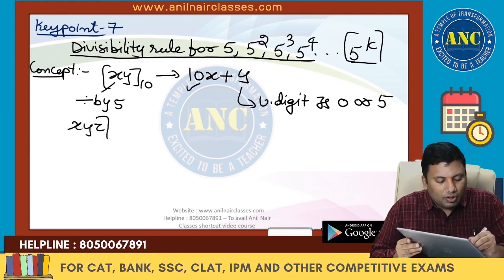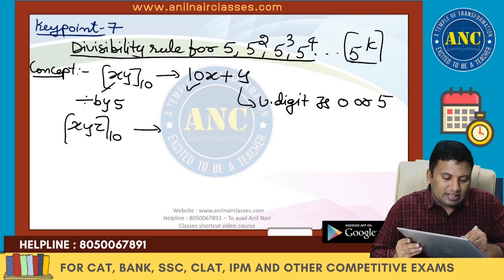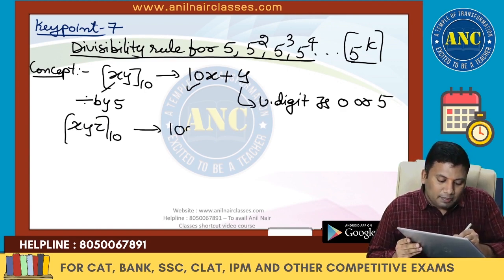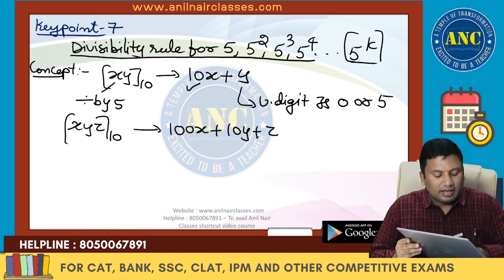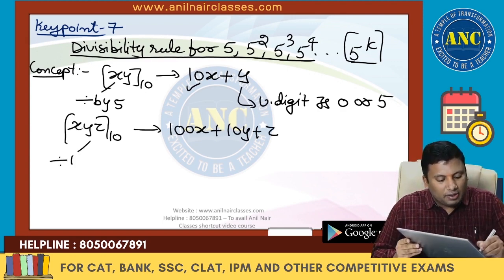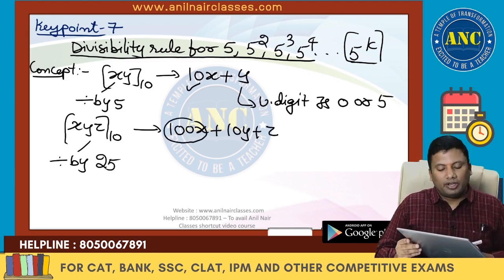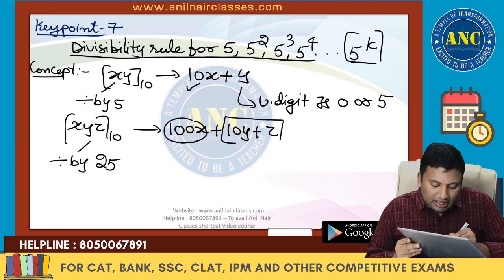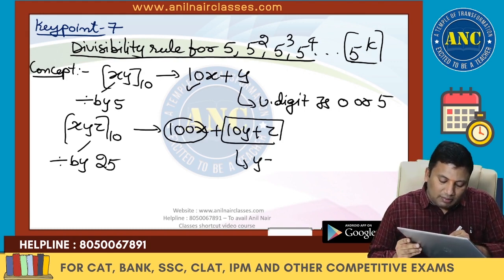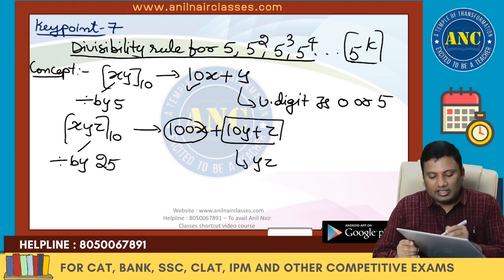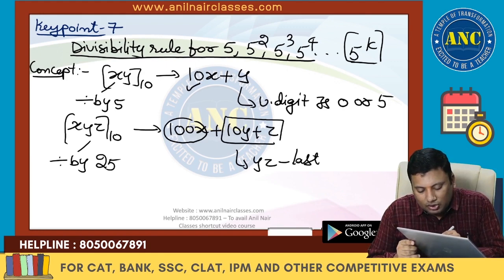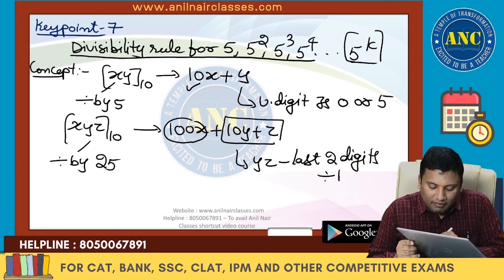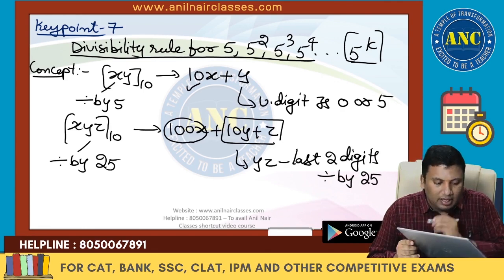For xyz in base system 10, x is in the hundreds place: 100x plus 10y plus z. If this is to be divisible by 25, note that 100 is nothing but 4 into 25. That means 10y plus z, which is the last 2-digit number yz, should be divisible by 25. The last 2 digits should be divisible by 25.